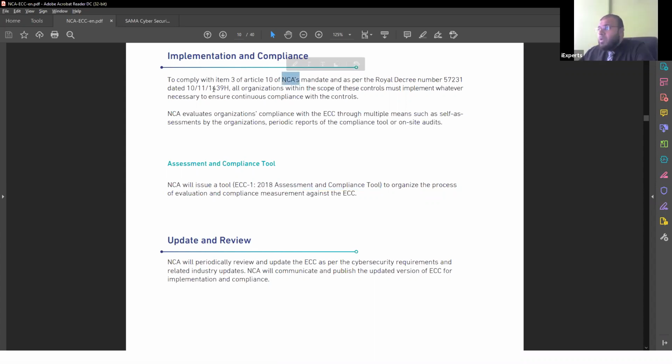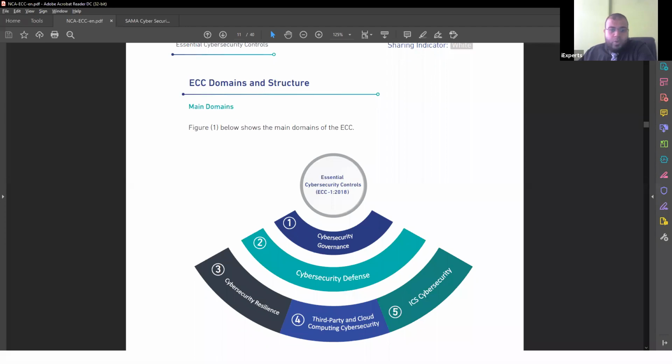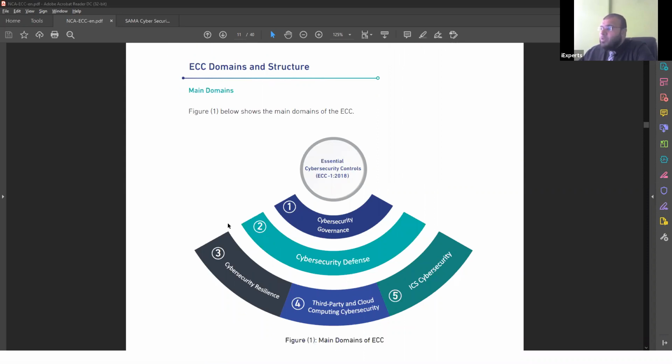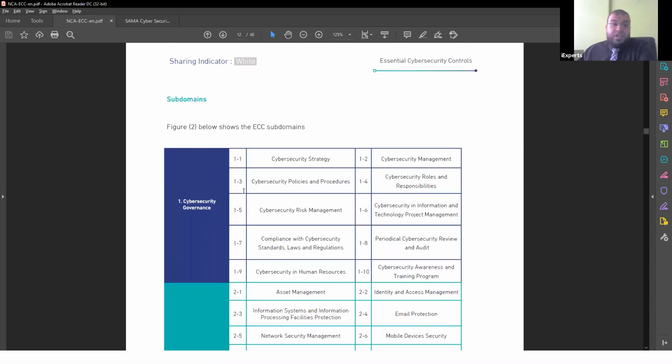This is equivalent to 1439 in the Hijri date. So at the end of the day, this is the main one. We can find here, I can show you, it's very clear, these essential controls. This is the section with the 5 domains that we have here. And then you can find the subcontrols.